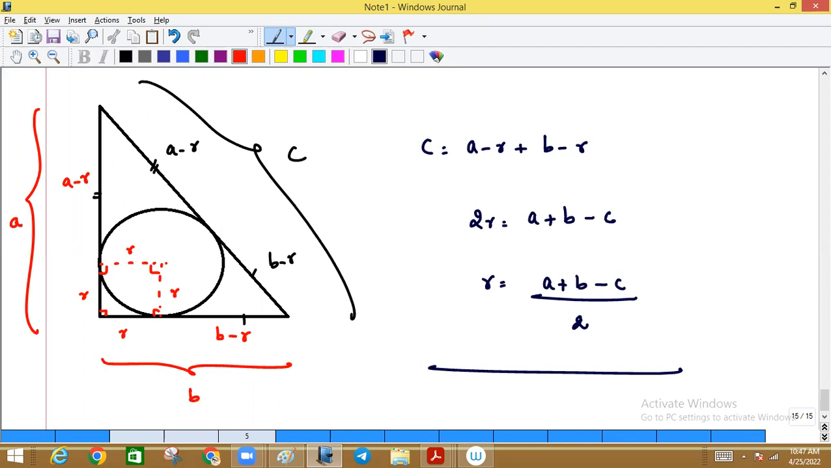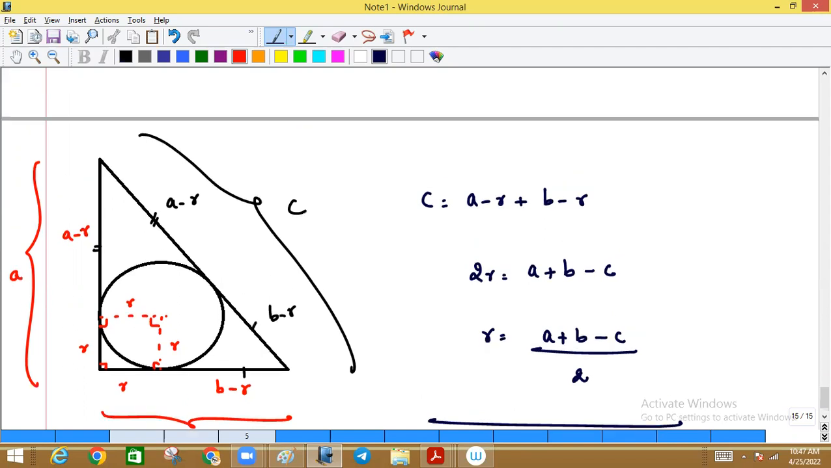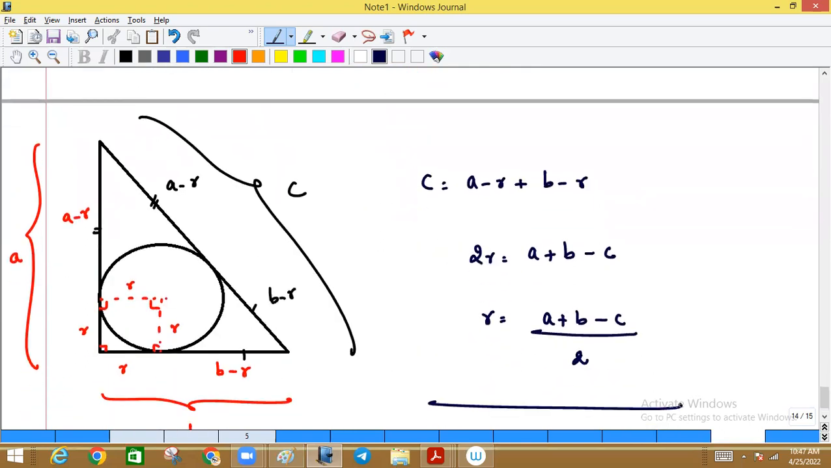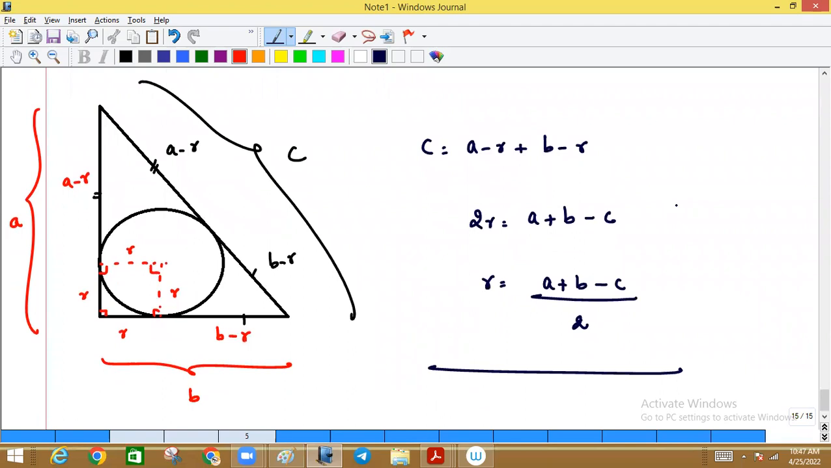Okay. For a circumradius, what is the circumradius? Hypotenuse by 2. For a right angle triangle, circumradius is hypotenuse by 2. What is inradius? A plus B minus C by 2. Side 1 plus side 2 minus hypotenuse by 2. This is for a triangle as well as a circle.